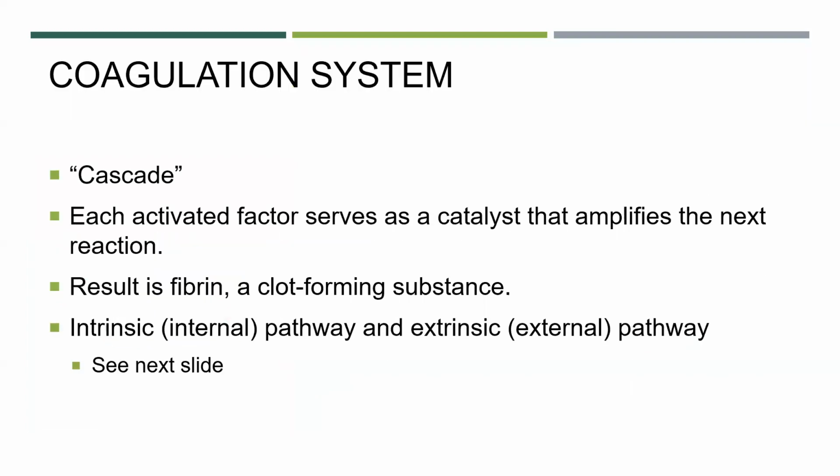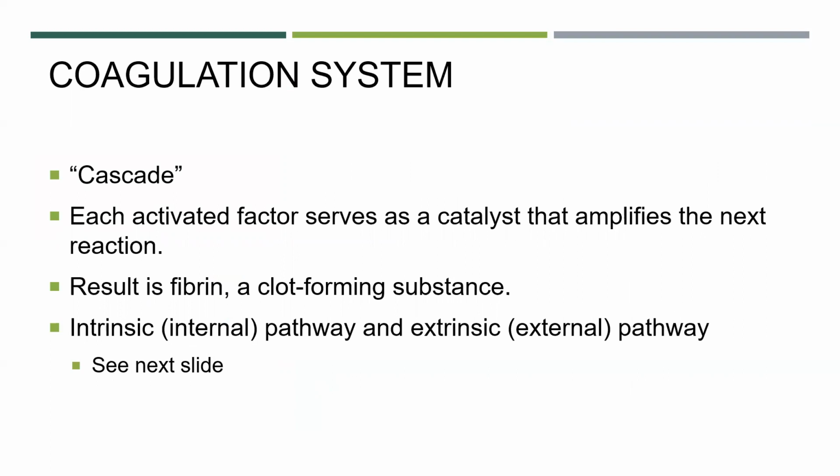Our coagulation system is basically a cascade of events. Each activated factor serves as a catalyst that amplifies the next reaction. So something happens, then it leads into something else, and it keeps going on. The final result is fibrin, which is that clot forming substance.